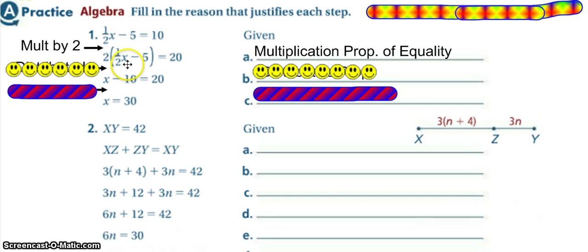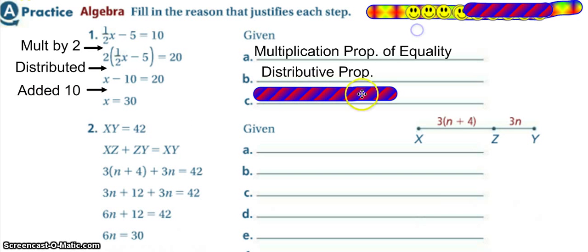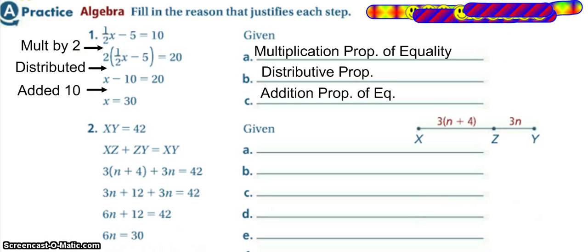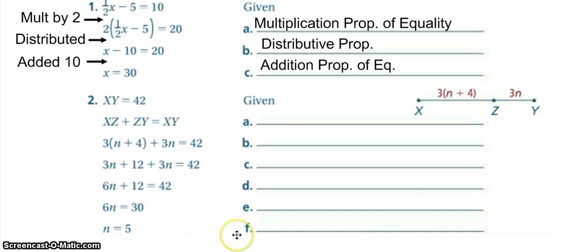Same thing between steps 2 and 3. What happened? Well, the 2 distributed into the parentheses, so all we did was a distribution, and that means the reason behind it is the distributive property. Then between my third step and my fourth step, what did I do to isolate the x? All I did was add 10. The property that allows me to do that is the addition property of equality. Go ahead and try number 2 to list out all of those reasons. You just have to keep asking yourself, how did I get from this step to the next step, to the next step, to the next step? That tells you all your reasons.